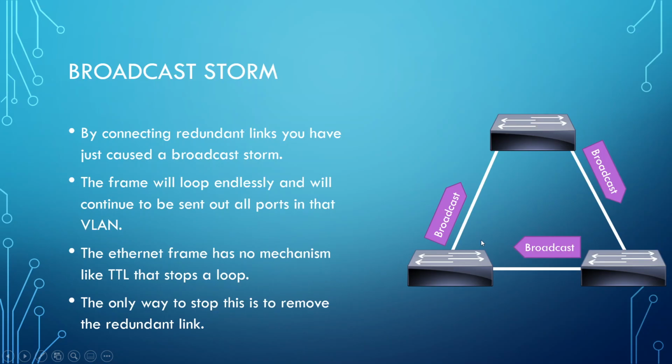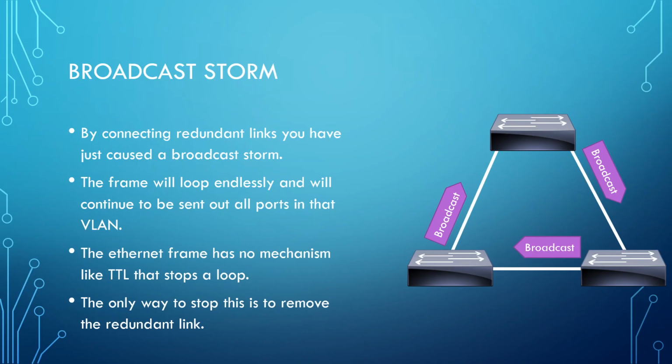And the reason being is because there's nothing in the Ethernet header or trailer inherently which is used to stop loops from occurring. Like with the IP header, we have the TTL field. With Ethernet, there is no field to define the life of an Ethernet frame. And so this frame will loop around endlessly. And like I said before, taking into account VLANs, it will just be forwarded out every single port within that VLAN.